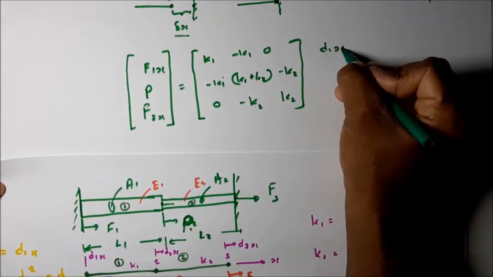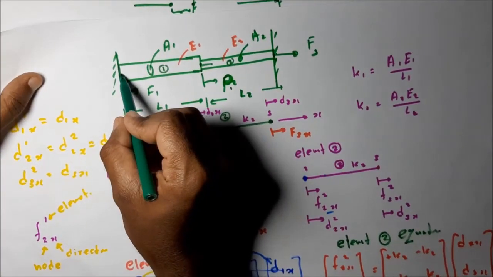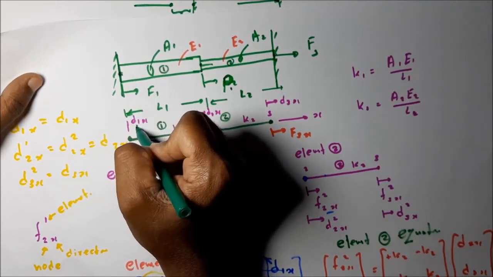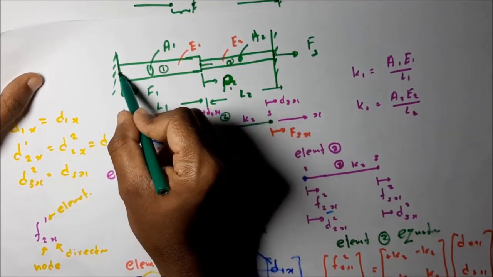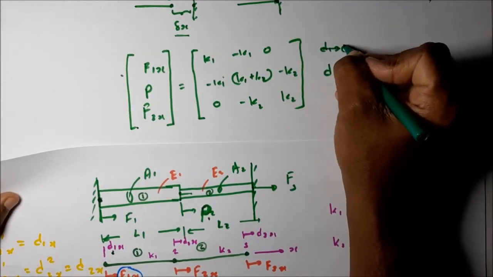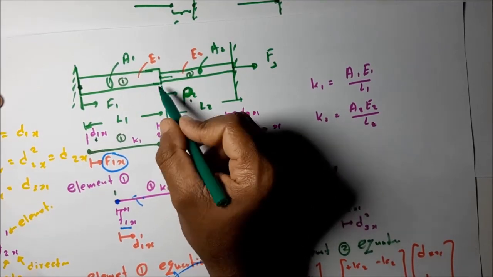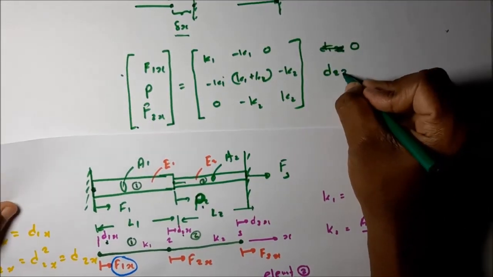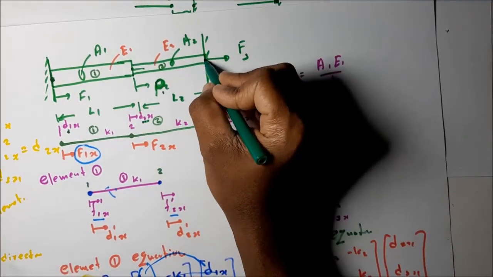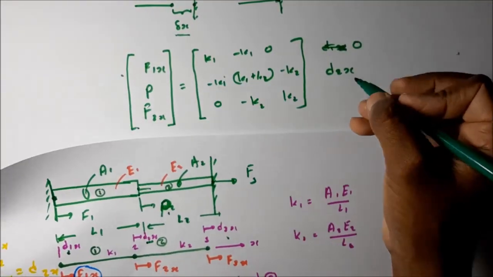Then d1x. If this is a fixed support, the displacement should be 0. It's a homogeneous boundary condition that prevents the displacement at the node, so d1x should be equal to 0. The d2x is unknown; we can't say it's a non-zero value, we don't know. But d3x we can definitely say is equal to 0 because it is at the fixed support.